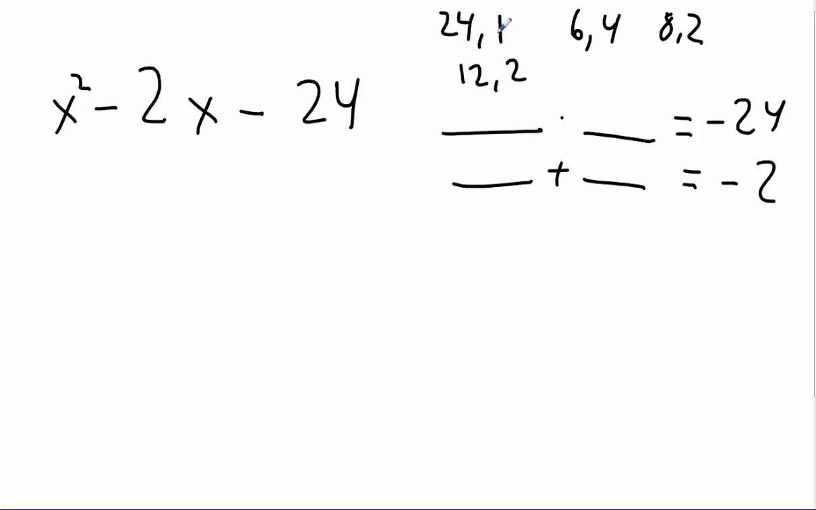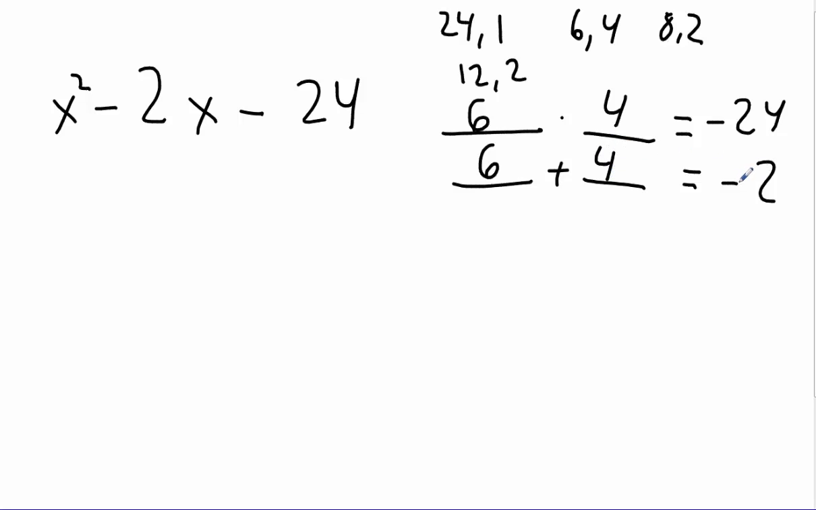24 plus 1, 25, doesn't work. 24 minus 1, 23, doesn't work. 12 plus 2 is 14, doesn't work. 12 minus 2, 10, doesn't work. 8 plus 2 is 10, doesn't work. 8 minus 2 is 6, doesn't work. And obviously the one that's right I save for last. 6 plus 4 is 10, doesn't work. But 6 minus 4 will give us a 2. So we know it's 6 and 4.